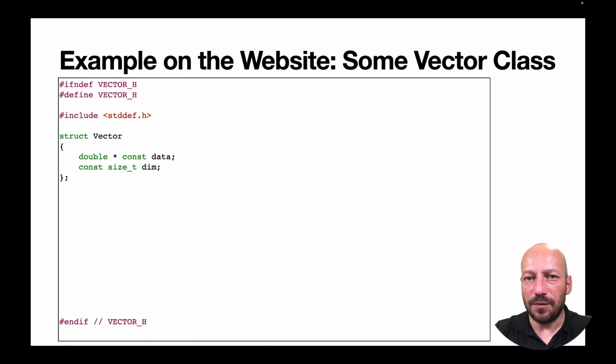On the website, you will find this example for a vector class implementation in C. It's supposed to show you that certain design patterns and following certain rules can help you to circumvent some of these pitfalls that you saw before.